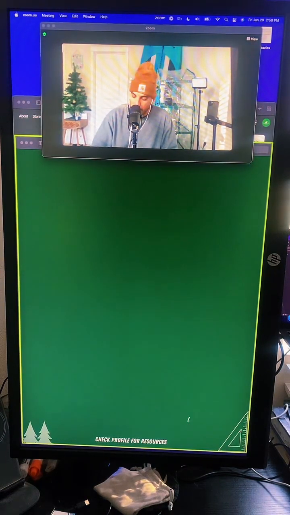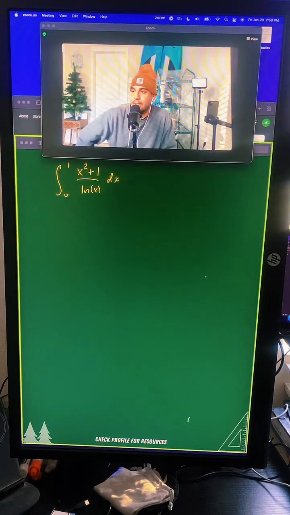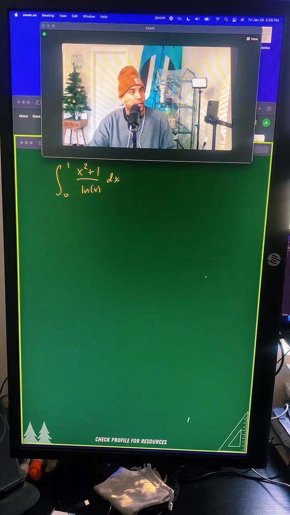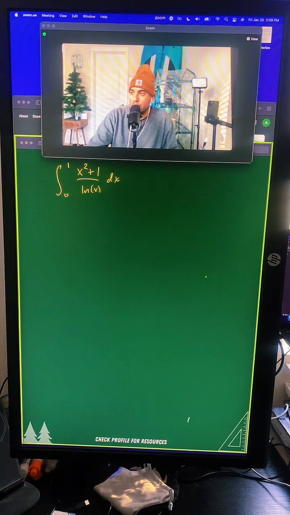So the integral that I had posted on my video yesterday looked like this. It was the integral from 0 to 1 of (x squared plus 1) over natural log of x dx. And a lot of people had some ideas on how they wanted to solve this. A lot of people posted some comments on what they wanted to do, and they wanted to try integration by parts.